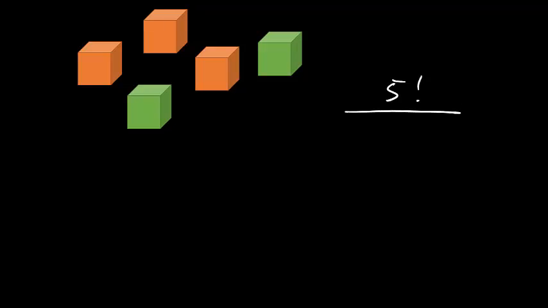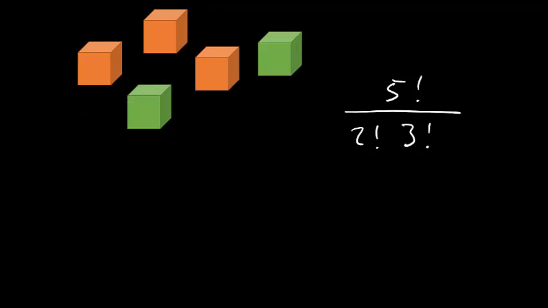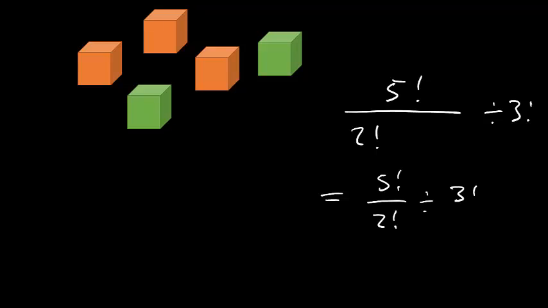But then I need to remove the number I've overcounted by, the number of identical arrangements. Well, I'll have 2 factorial identical arrangements from these 2 green cubes. But I'll then also have 3 factorial identical arrangements from these 3 orange cubes. So I'm just going to have to divide by another 3 factorial. Maybe I should write that out as well. If I divide by 3 factorial, this is the same as 5 factorial over 2 factorial, and dividing by 3 factorial means I just flip it: 1 over 3 factorial, and change this to a times, multiplying the 2 things together. So that's how I get my 3 factorial on the bottom as well.